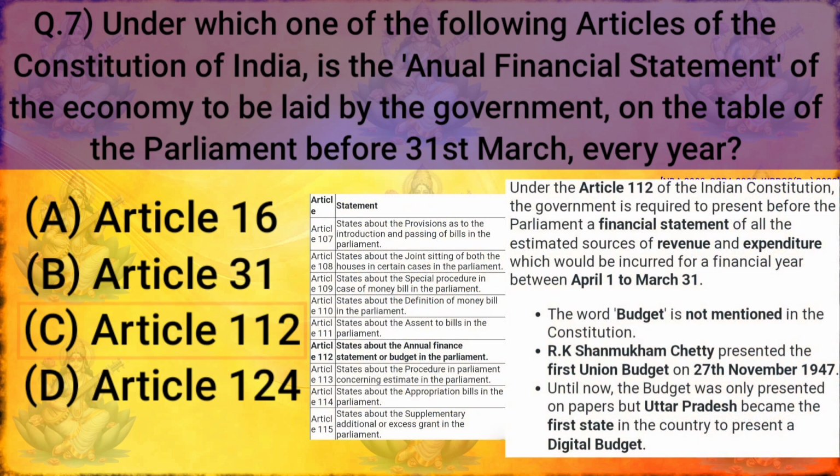Under Article 112 of the Indian Constitution, the government is required to present before the Parliament a financial statement of all the estimated sources of revenue and expenditure which will be incurred for a financial year between April 1 to March 31. The word budget is not mentioned in the Constitution. R.K. Shanmukham Chetty presented the first Union budget on 27 November 1947. Until now, the budget was only presented on paper, but Uttar Pradesh became the first state in the country to present a digital budget.